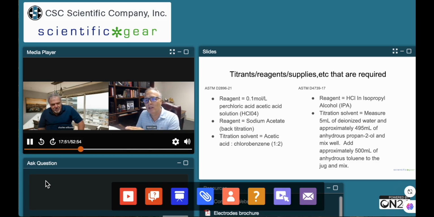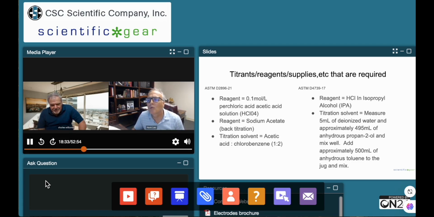For D4739-17, there's 1 reagent, that's HCl and isopropyl alcohol, otherwise known as IPA. And then our titration solvent: you measure 5 mL of deionized water and approximately 495 mL of anhydrous propanol into a jug and mix well. Add approximately 500 milliliters of anhydrous toluene to the jug and mix. They add the water just so it will conduct electricity. When you have the anhydrous chemicals, they don't conduct so well.